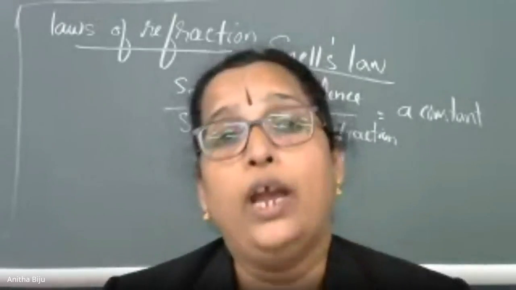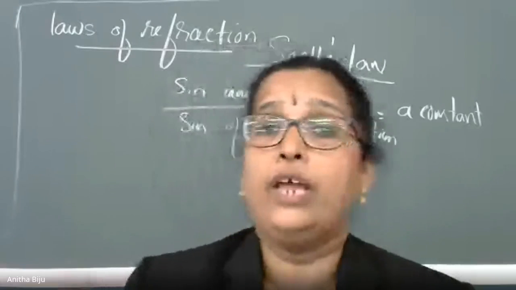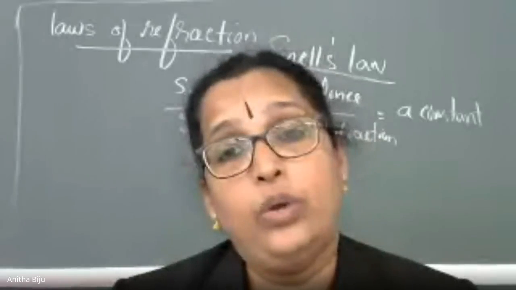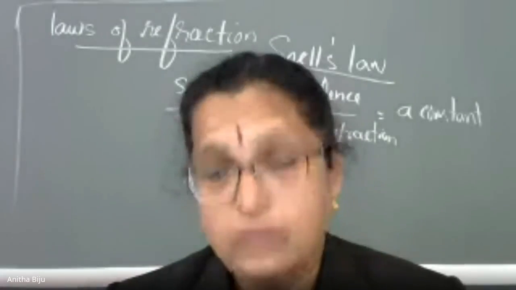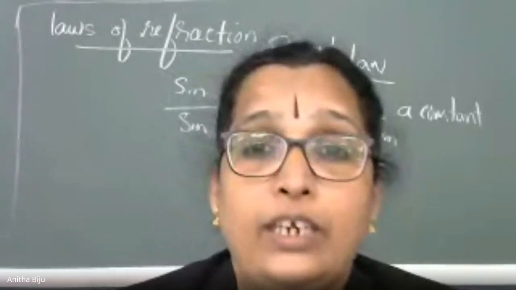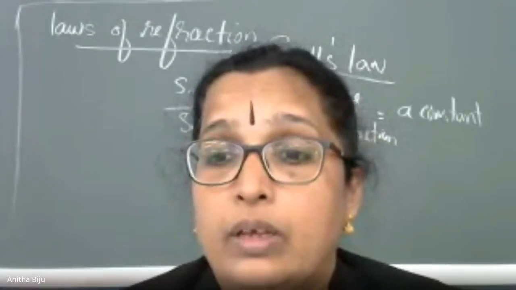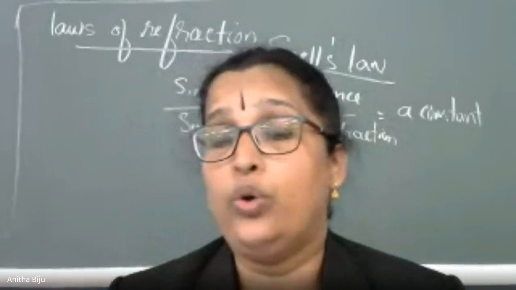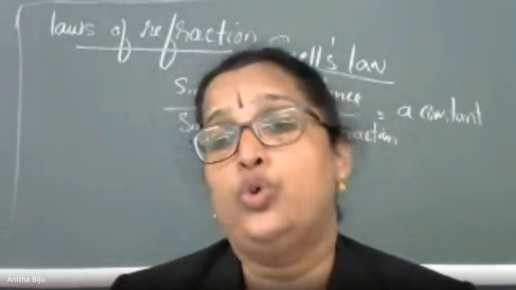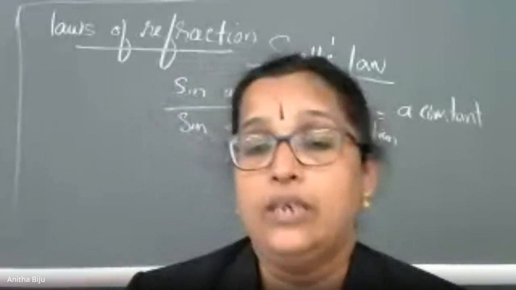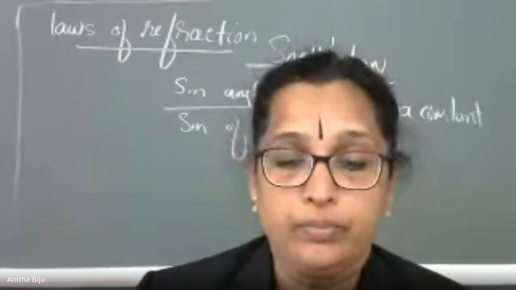If you want to calculate refractive index for a given pair of media, it is simply calculated using the speed of light: speed of light in air to speed of light in a particular medium. And it has no unit. Refractive index has no unit because it is a ratio. Moreover, it is a relative quantity. That's why it has no unit.